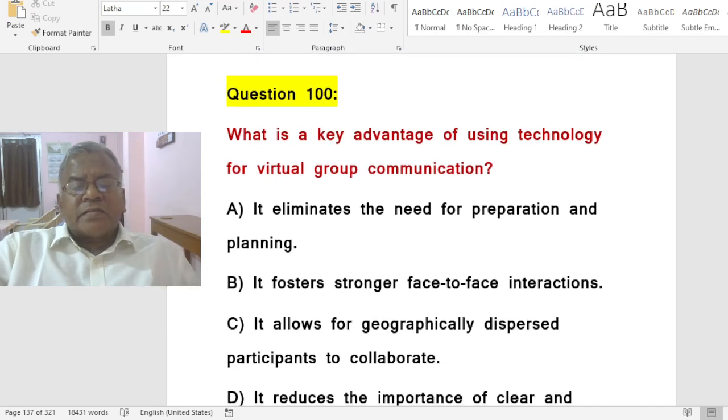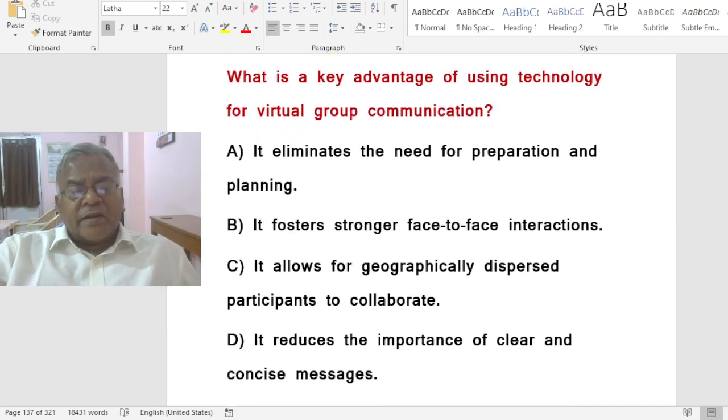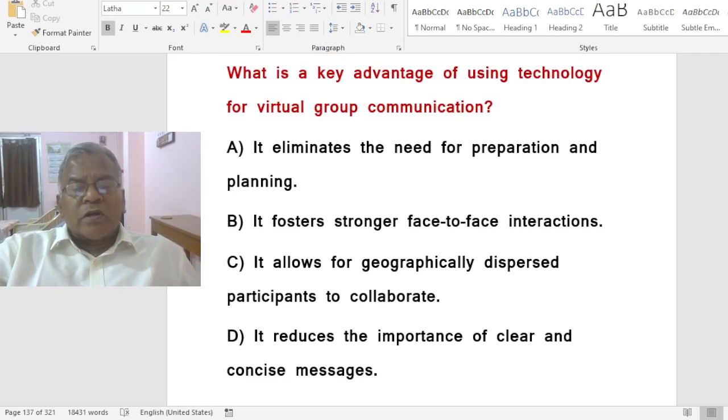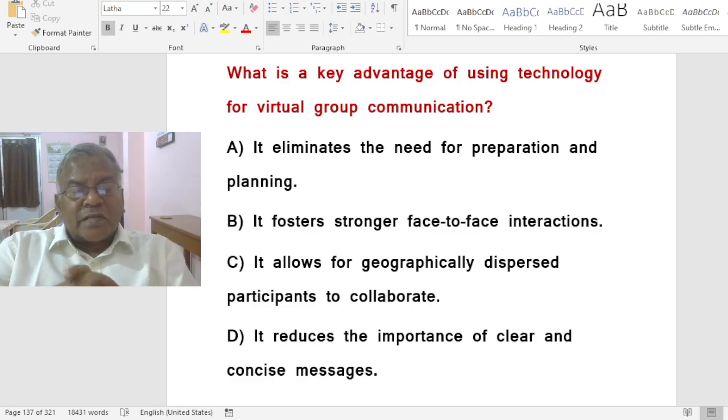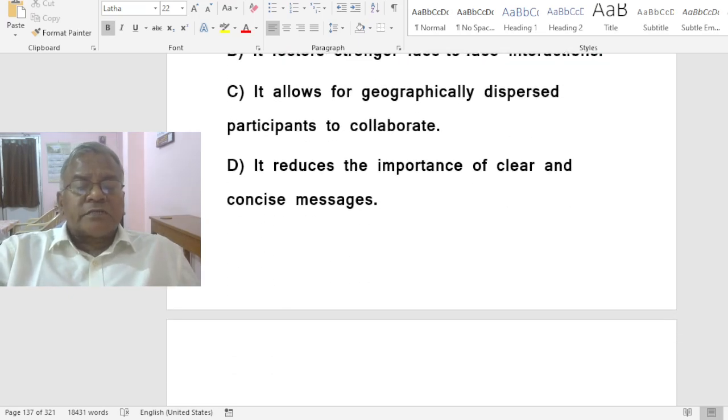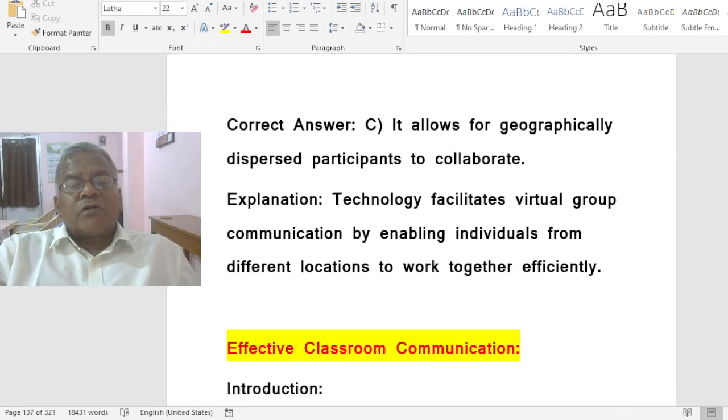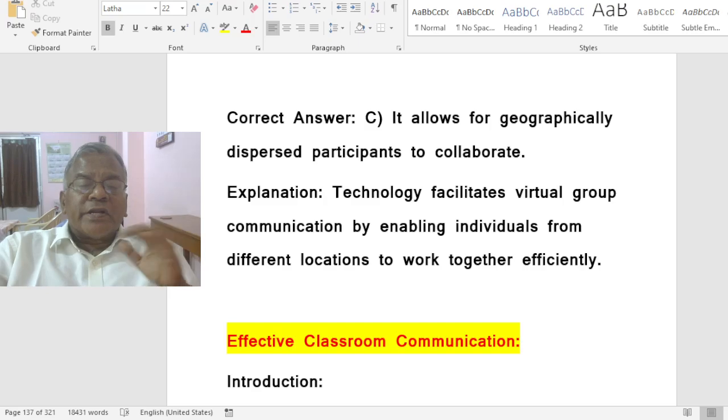A. It eliminates the need for preparation and planning. B. It fosters stronger face-to-face interactions. C. It allows for geographically dispersed participants to collaborate. That is, in different places at a long distance. D. It reduces the importance of clear and concise messages. So the correct answer will be: it allows for geographically dispersed participants to collaborate.